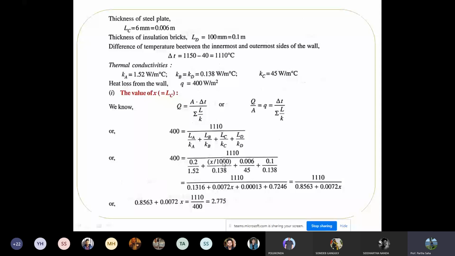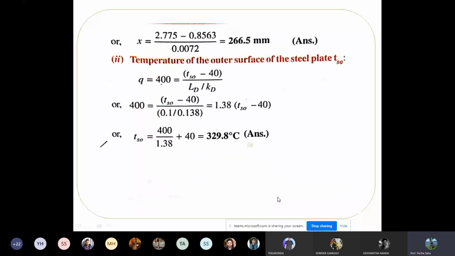Now see here, divided by 1000 because we are considering everything in meters. Since X is in millimeter, we divide it by 1000. So we have to be very mindful when we are solving the numerical. If you solve it, you get the value of X as 266.5 millimeter.